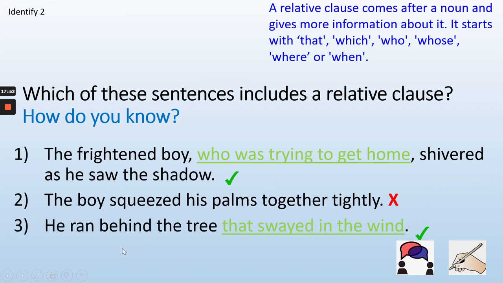So that's a cross. And number 3, he ran behind the tree that swayed in the wind. What's the noun that we're looking at there? We're talking about the tree. The tree is the noun. That swayed in the wind is telling us more information about the tree. So number 3 is a tick. Press pause if you need to fix up your answer and press play when you're ready to continue.